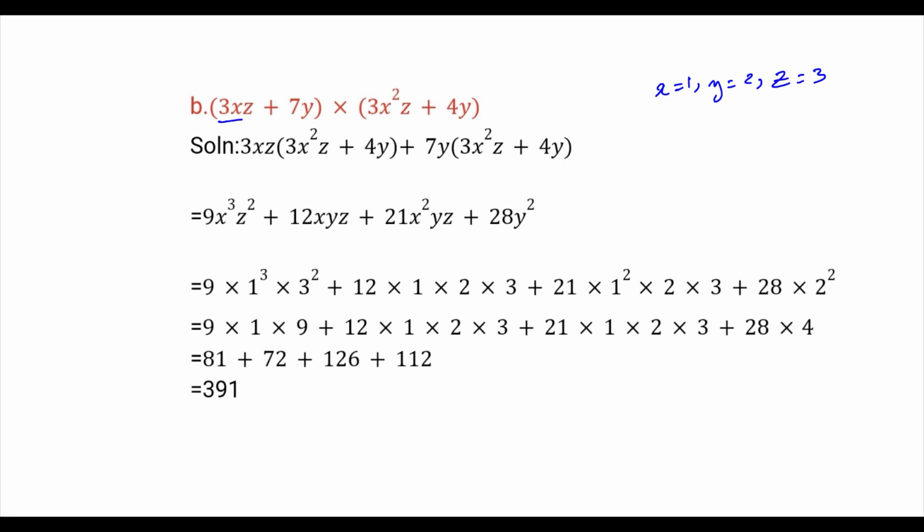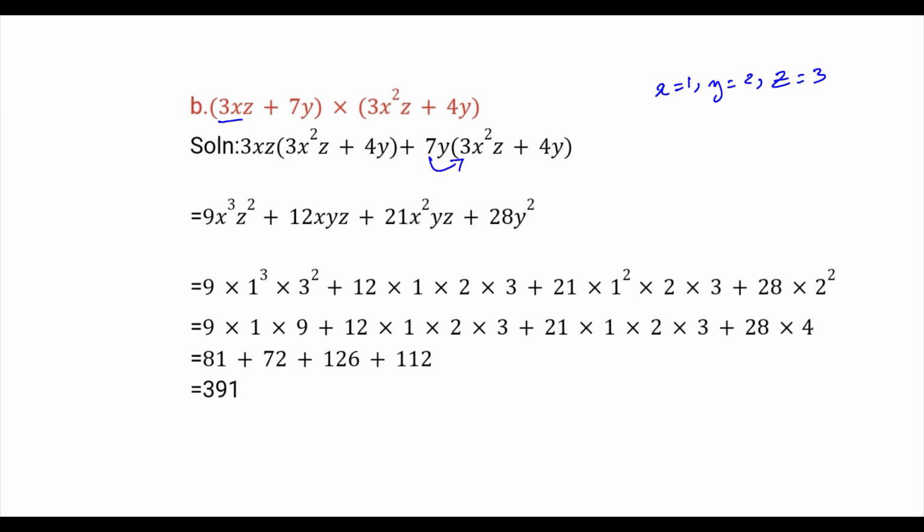Now let's multiply. 3 3s are 9. X into x square, x cube. Z into z, we're going to get z square. Let's again multiply. Then 3 4s are 12, right? So we have x, y, z. I'm just writing them in order. Okay, all right, then now let's continue with the next again.